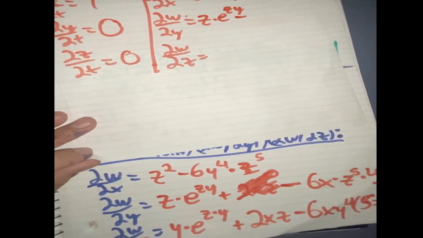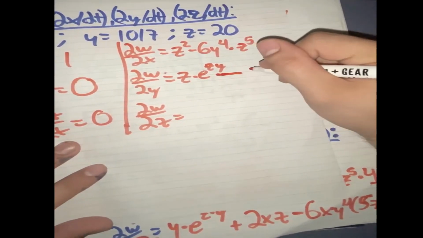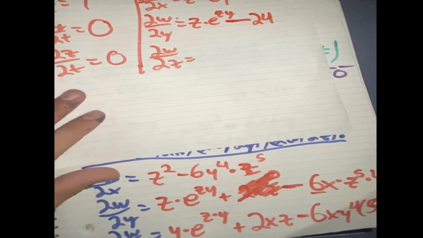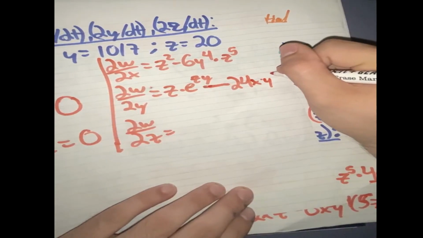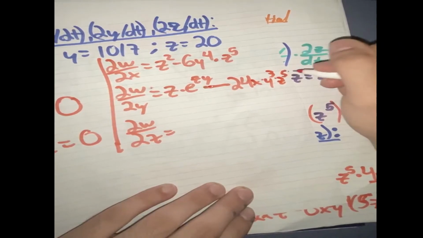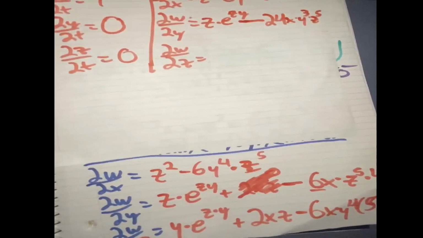I'm going to simplify this right here. 6 and 24, I'm going to simplify it. So minus 24 x y cubed z to the fifth. See if I can fit it all. There we go. And now the derivative with respect to z.